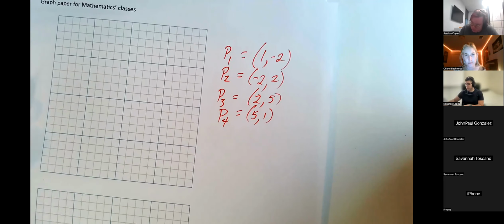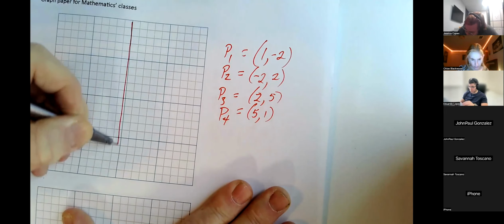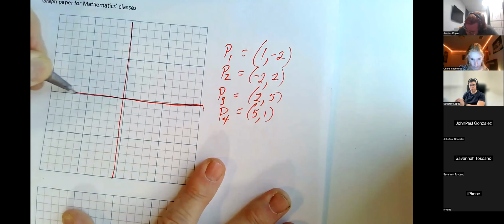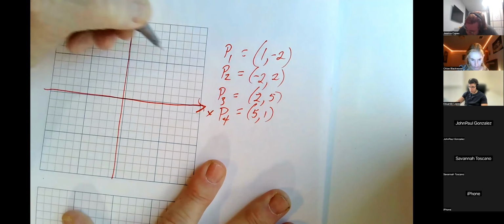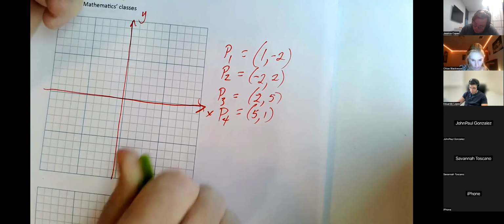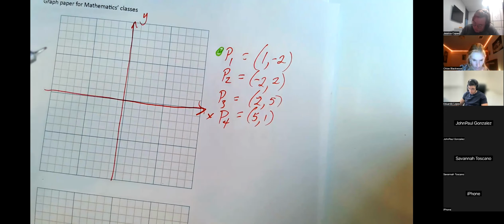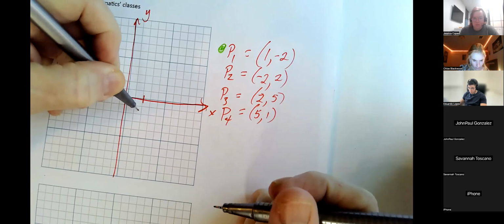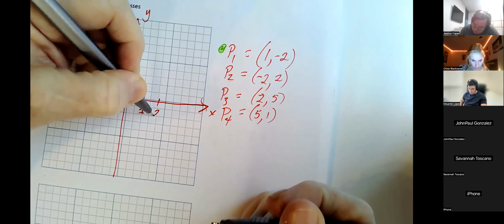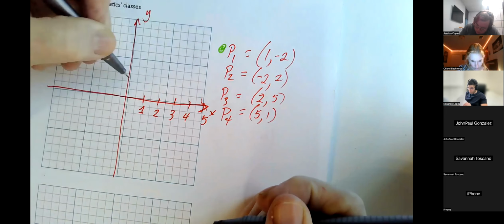Okay. So these are the steps I want y'all to take. The first thing we want to do is graph these 4 points. Let's graph them. Point 1. I'm going to make the grid a little bit bigger. 1, 2, 3, 4, 5.